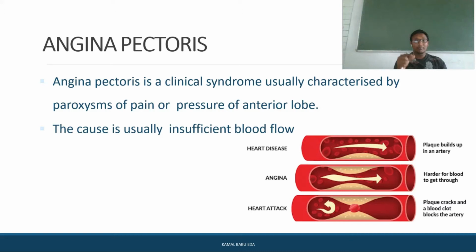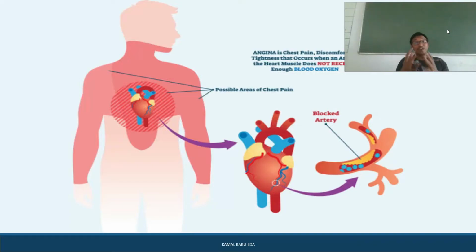Here the plaque will crack and a blood clot will be released and block the artery. But in angina, it is harder for the blood to go through the pathway that is available. Because of the pressure variations, it causes chest pain. We call it angina when there is chest pain, discomfort and chest tightness, occurring when an area of the heart muscle is not receiving a proper amount of blood supply or oxygen.